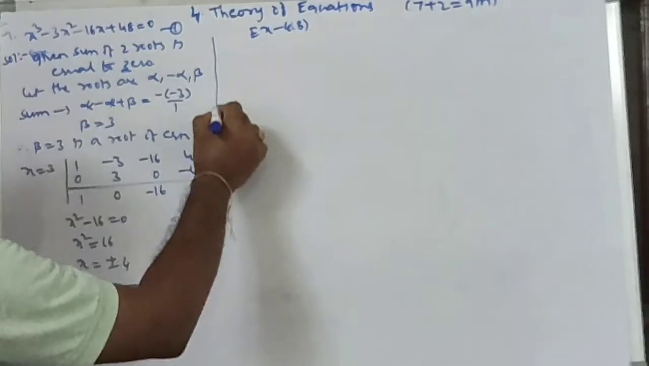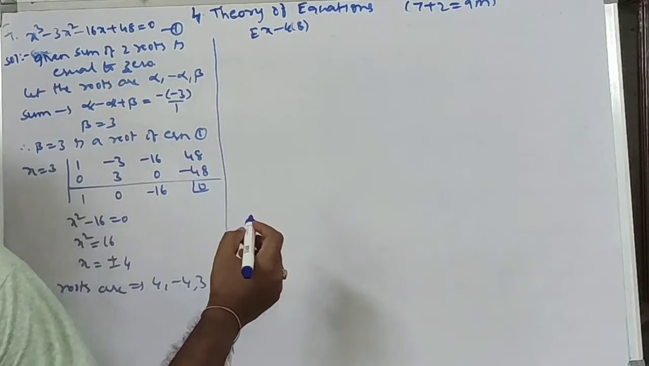x square minus 16, x square equal to 16. x equal to plus or minus 4, root 16 equal to plus or minus 4. Therefore the roots are 4, minus 4 and 3. So the sum of the first two is equal to 0. These are the required roots.